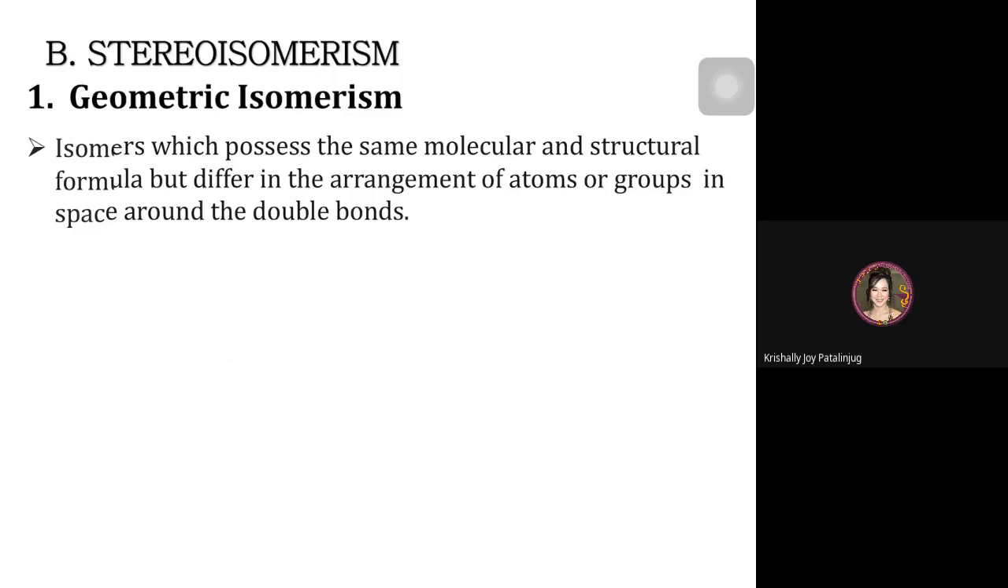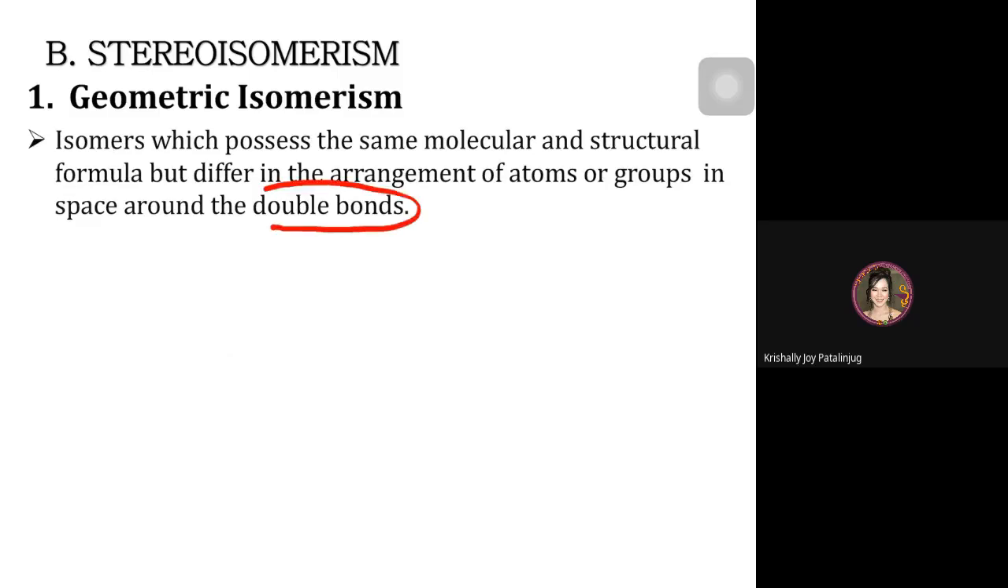Again, stereoisomerism under geometric isomerism commonly occurs among compounds with a double bond. So I am referring to alkenes most specifically.